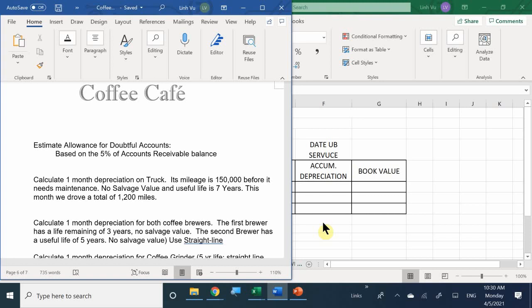Useful life. We have a useful life. For the term for it, there's only 3 different methods that we learned, right? It's a fraction of the total mileage before it would need maintenance. So we have units of production, straight line, or double declining. Units of production, that is correct.